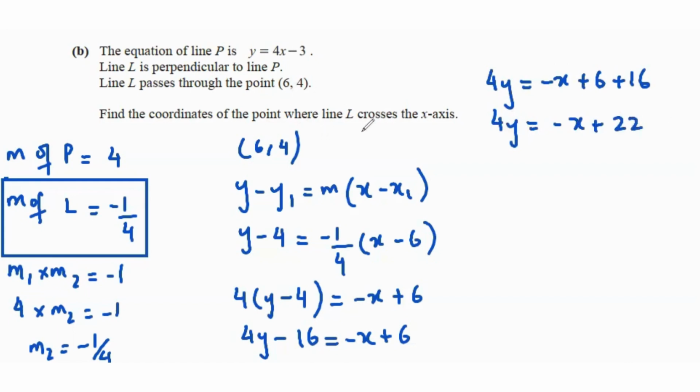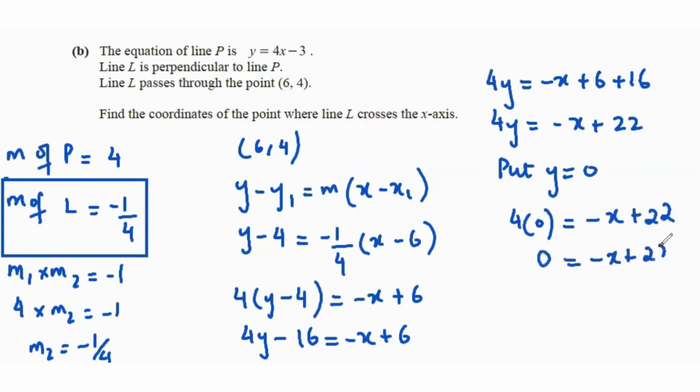So you have to find the value of the coordinates where the line crosses the x-axis. So we put y equals 0. So 4 times 0 equals negative x plus 22. 0 equals negative x plus 22. x is equal to 22. So the coordinate is 22, 0.